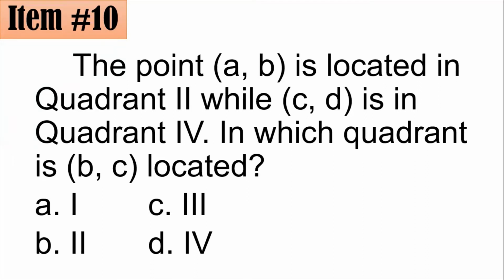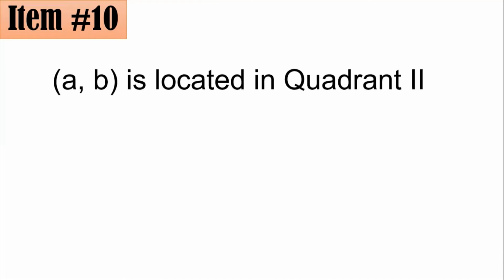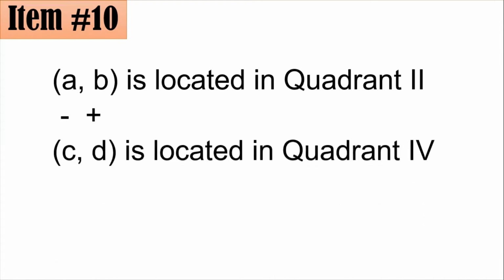Now, for this one, it's important to know the signs of A, B, C, and D before we determine the answer. In fact, what we need is B and C. If AB is located in quadrant 2, it is known that the abscissa there is negative and the ordinate is positive. Also, if CD is located in quadrant 4, it's understood that the abscissa is positive and the ordinate is negative. You could check it if you wish to.